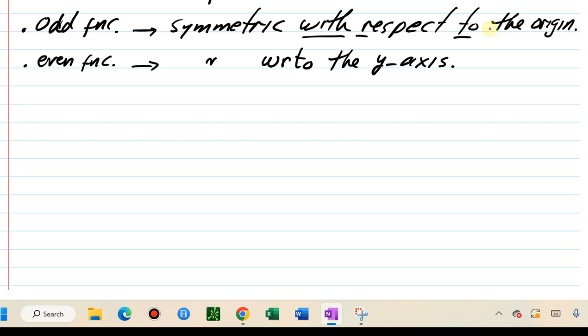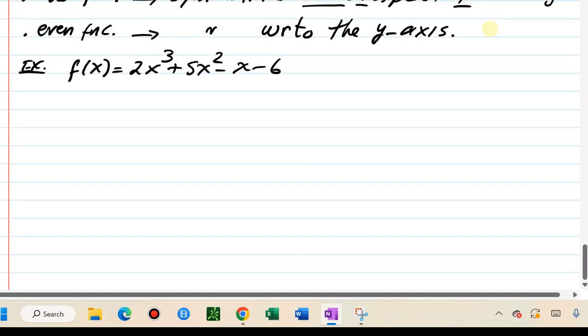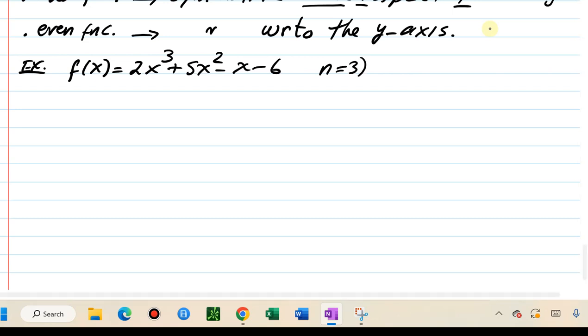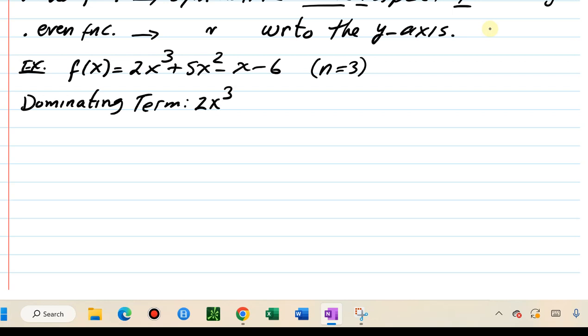So let's actually do an example together here. In this example, suppose I want to graph this function. I'm going to make one up. Suppose this is 2x cubed plus 5x squared minus x minus 6. Okay, so this is not a power function. This is a third degree polynomial function. The dominating term here is the leading term, right? It is 2x cubed.